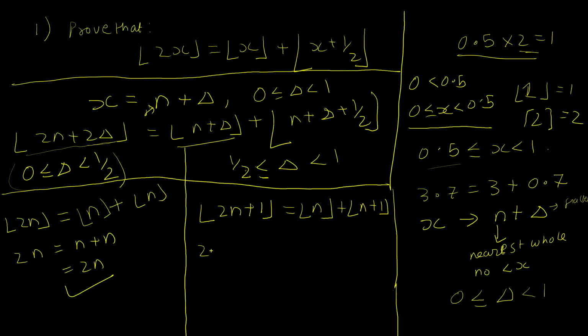And then I write 2n plus 1 equals n plus 1 because of course n is a whole number now, and this leads me to an identity again. 2n plus 1 equals 2n plus 1, right? So whatever the range of delta I choose, I see that this holds as an identity, right? And this completes my proof.